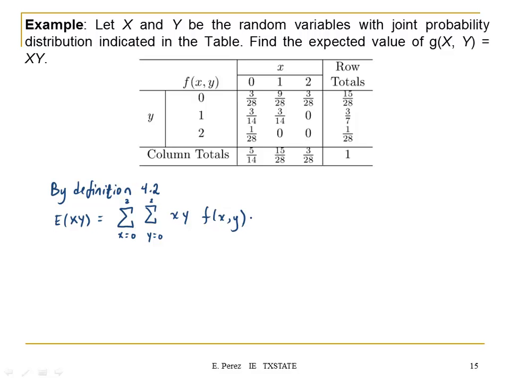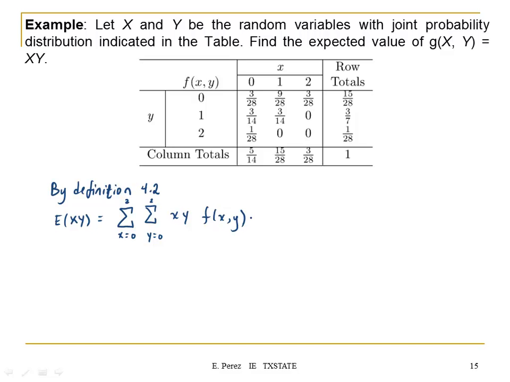Okay? Why are we using g of x and y equals x times y? Because that's the way it's defined. So our function is x times y, and the probability is given by the table. Those are the values corresponding to f of x and y.